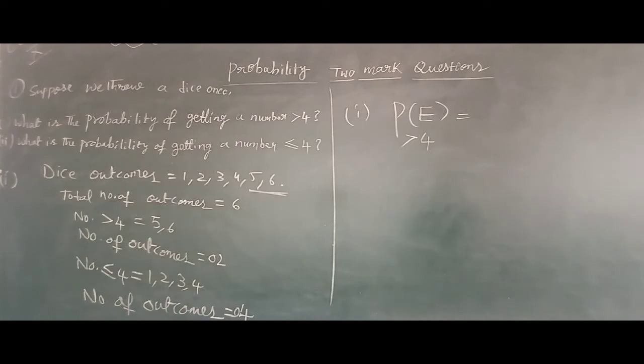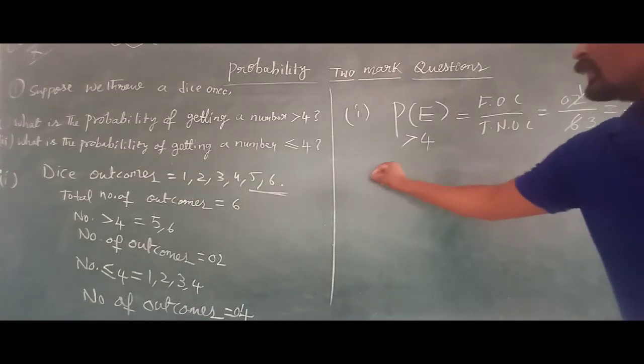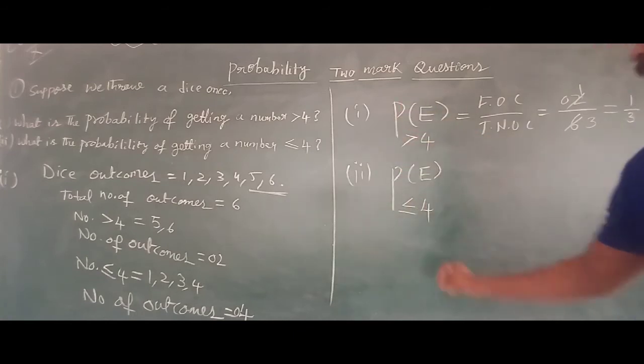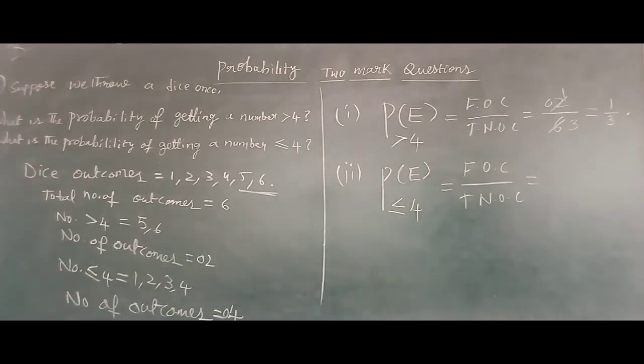Probability of an event of getting a number greater than 4 is favorable outcomes upon total number of outcomes. Your favorable outcomes are 2, and total number of outcomes are 6. So 2 ones are 2, 2 threes are 6, so 1 upon 3. Then the second one, probability of getting a number less than or equal to 4 is favorable outcomes upon total outcomes. Here the favorable outcomes are 4, so write 4 upon 6. Now cancel it: 2 twos are 4, 2 threes are 6. So that is 2 upon 3.